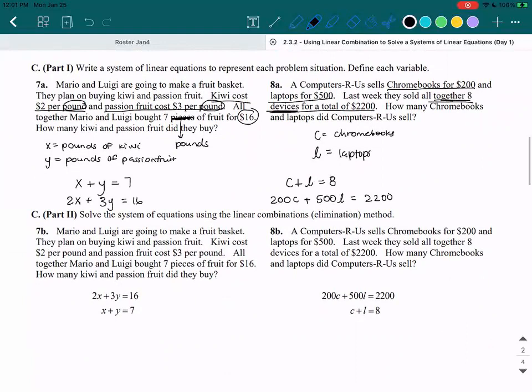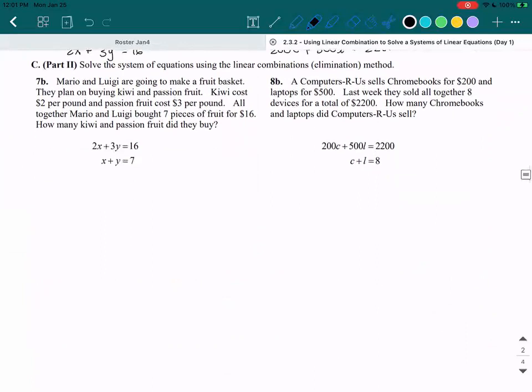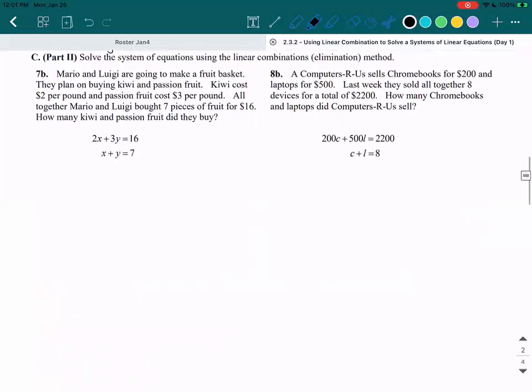Let's start off with number 7b. So once again, you want to make sure that x and y are on the same side and that the number is by itself, and they are, so that's good. Step 1 is done. Step 2 is to multiply one or both of the equations to make sure that we have opposites. So 2x and x, not opposites. But we can make it an opposite by multiplying this entire equation by -2.